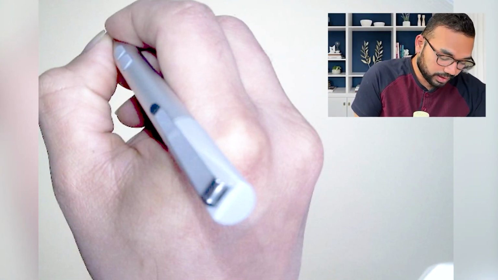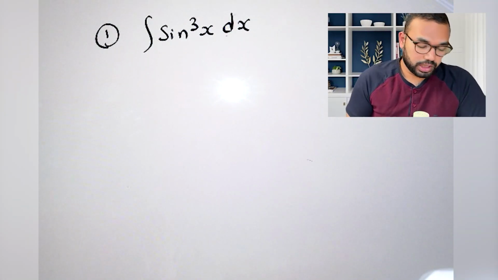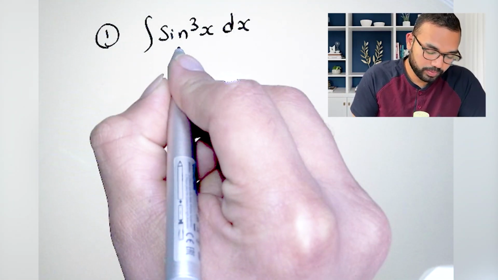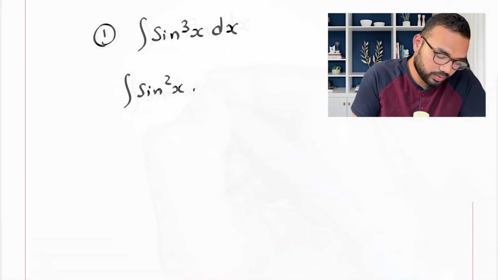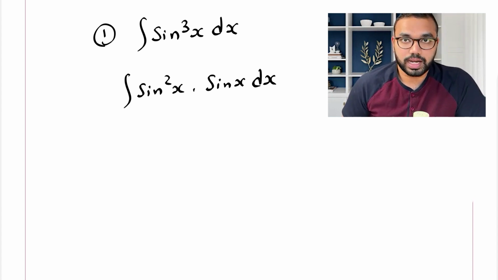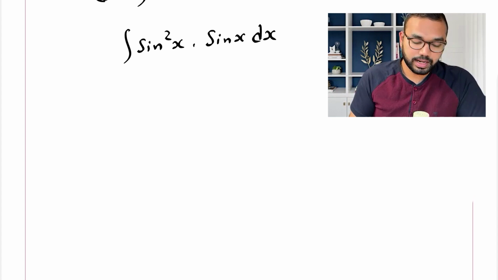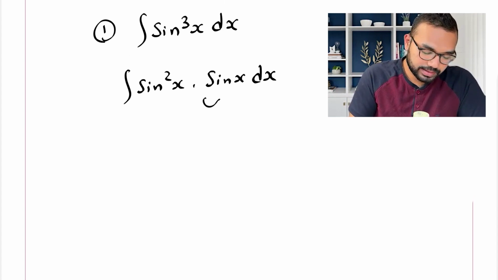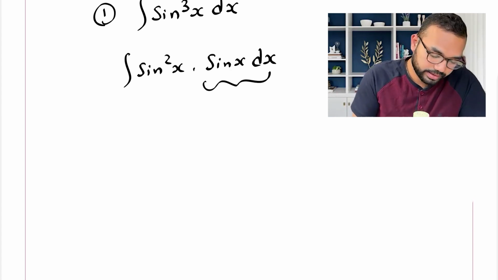Let's solve our first problem, which is the integral of sine cube x dx. The way I would solve it is first split this sine cube x as integral sine square x into sin x dx. I know that the derivative of cos x is minus sin x, right? So I will use that and replace this sin x dx in terms of cos x. Let's just do that first.